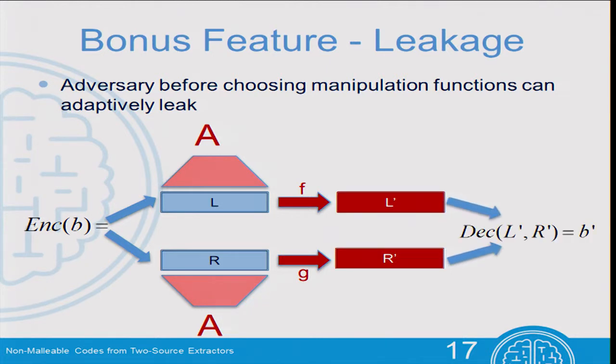So in the standard model, there was no this and no this. In the leakage model, there is a leakage before choosing the functions f and g. And now some parameters. If the length of L and the length of R is denoted as n, then the total adaptive leakage we can tolerate is up to half of n. So yeah.